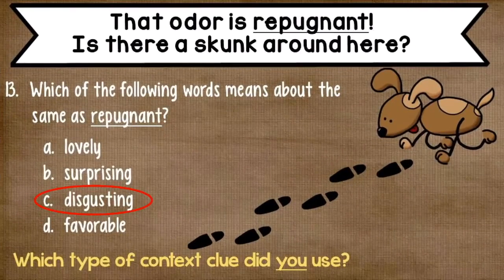That odor is repugnant. Is there a skunk around here? Which of the following words means about the same as repugnant? Remember, use your context clues. They're saying, is it lovely? No. Surprising? Nope. Disgusting? Yep. And the other word was favorable. I know it's disgusting because I've smelled what a skunk smells like, and it is not a good thing. So the word would be disgusting. These are all nice words. Disgusting is not a nice word. It's something that's really gross or smells really, really bad.